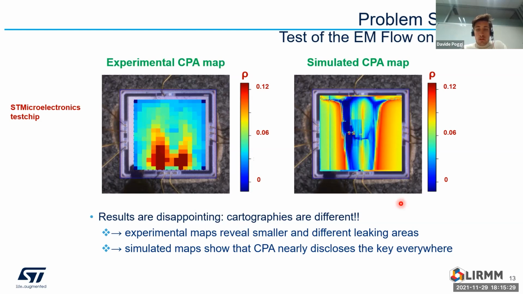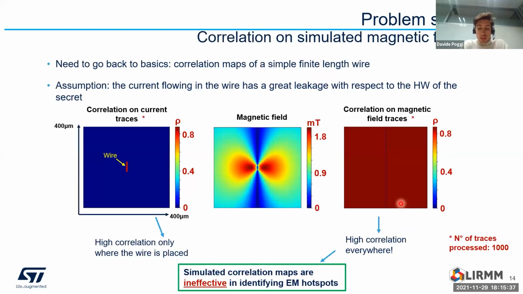In order to find the reason for these differences, we needed to make a step back. So we analyzed once again a simple current carrying wire. What I show you here are three maps. The map on the left is simply the correlation, a CPA attack performed on a wire carrying a current. The wire is placed here in the center, and the CPA shows a strong correlation over the wire and null elsewhere.